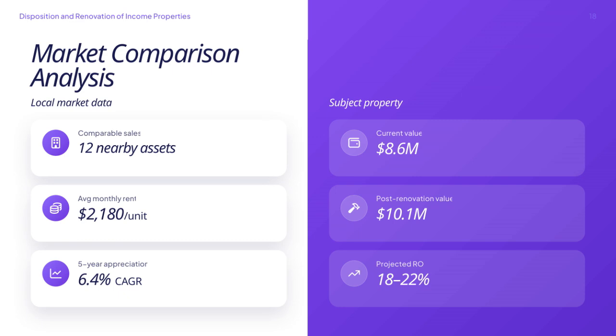By analyzing comparable sales and averaging key metrics like monthly rent and appreciation rates, we gain valuable insights for making informed decisions about disposition and renovation strategies for income properties in this market. This market comparison analysis helps us gauge not only the property's current standing, but also its future earning potential.